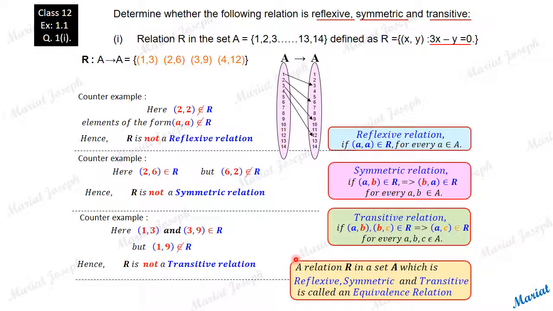Now, a relation which is reflexive, symmetric and transitive is called an equivalence relation. This is not an equivalence relation.